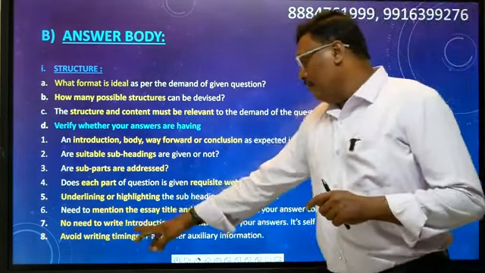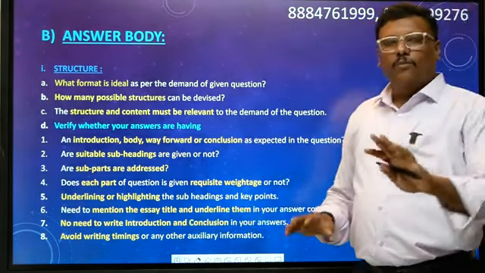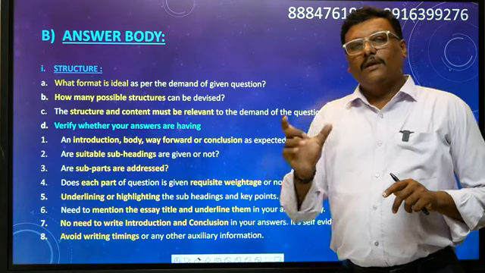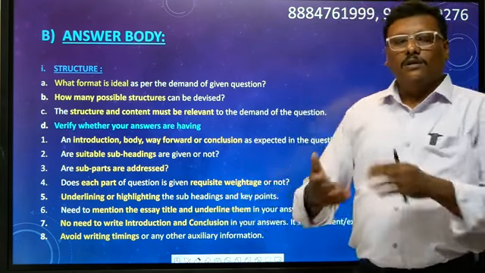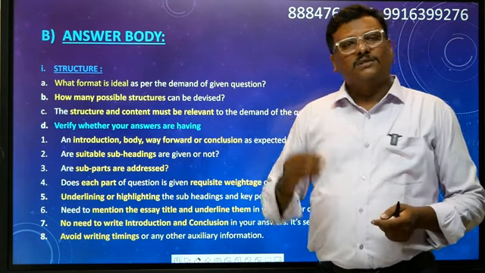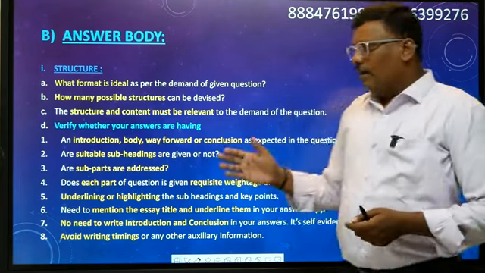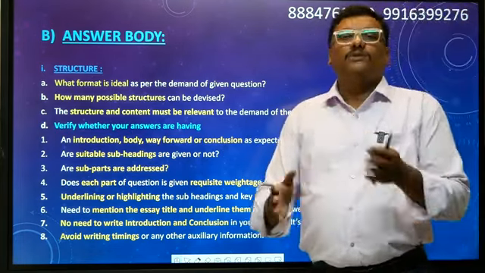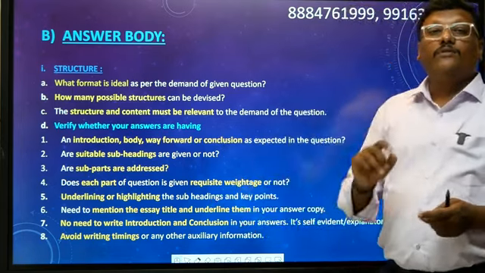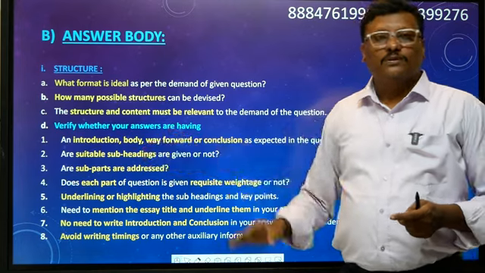And you need to write the introduction and conclusion in your answers. Many times people write the word introduction or conclusion as a heading in their answers. There is no necessity. It is self-evident that if you are writing a passage, you are introducing the topic, and when you are concluding, it is your closing statement after the content. You don't have to write the subheading as introduction or conclusion. Don't use those words. It is self-evident.